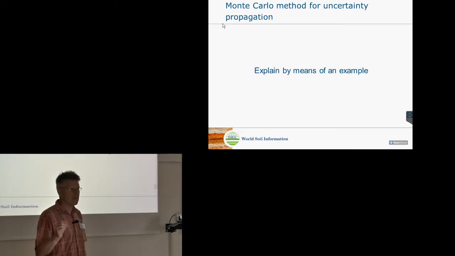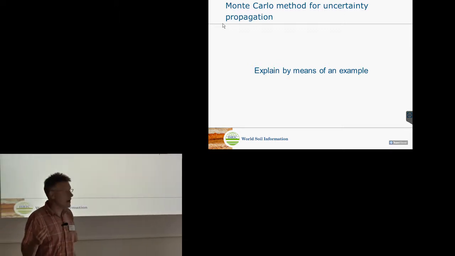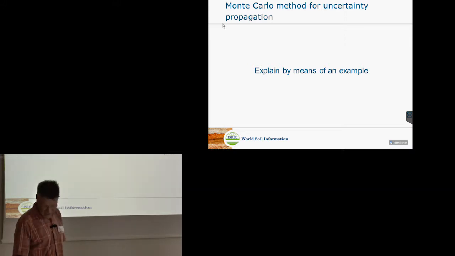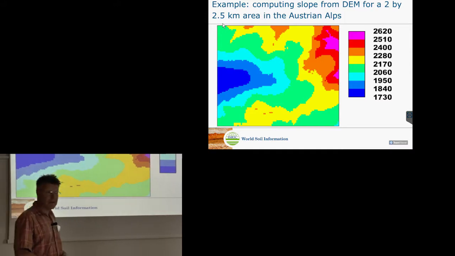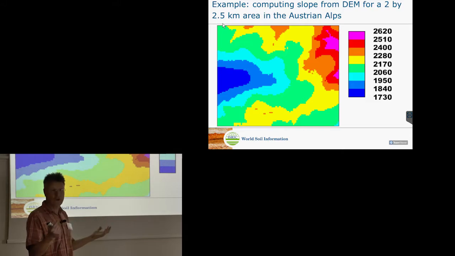One way of doing that is called the Monte Carlo method. I guess Monte Carlo, the city in the south of France, where there are lots of casinos, gambling, so it's really about random numbers. So how does that method work? Illustrated by means of an example, it's not a soil example, it's about computing the slope from the elevation.